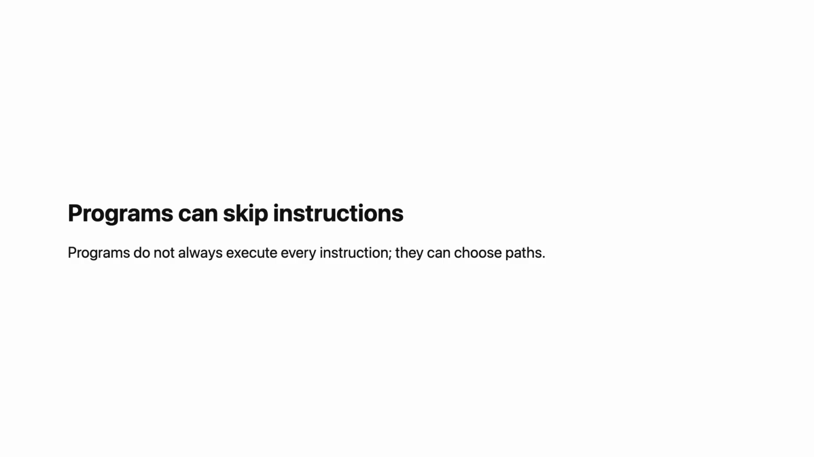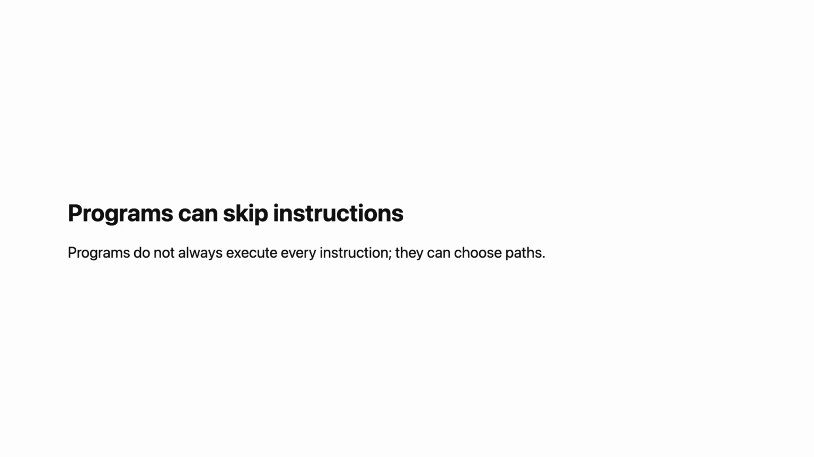The choice is not random. The choice depends on a condition. The program evaluates the condition, and based on the result, it takes one path or the other. This is how programs make decisions. What is a condition? A condition is a question that has two possible answers, true or false.